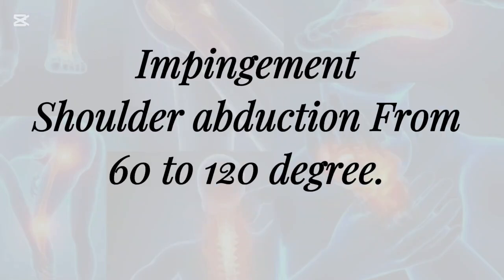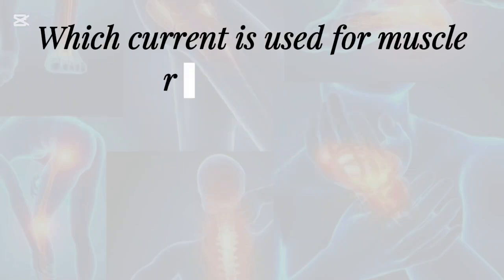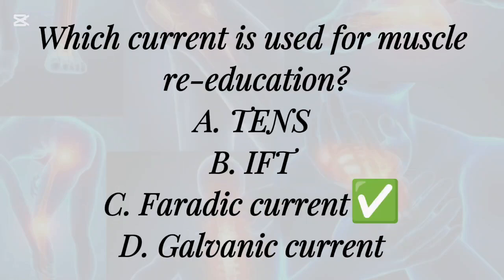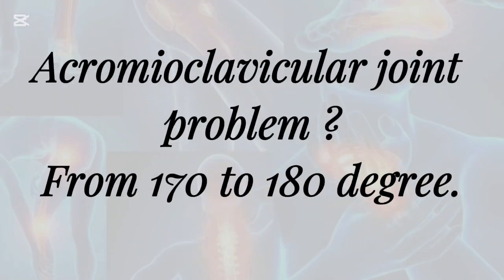Impingement: shoulder abduction from 60 to 120 degrees. Which current is used for muscle re-education? A. TENS, B. IFT, C. Faradic current, D. Galvanic current. Acromioclavicular joint problem: from 170 to 180 degrees.